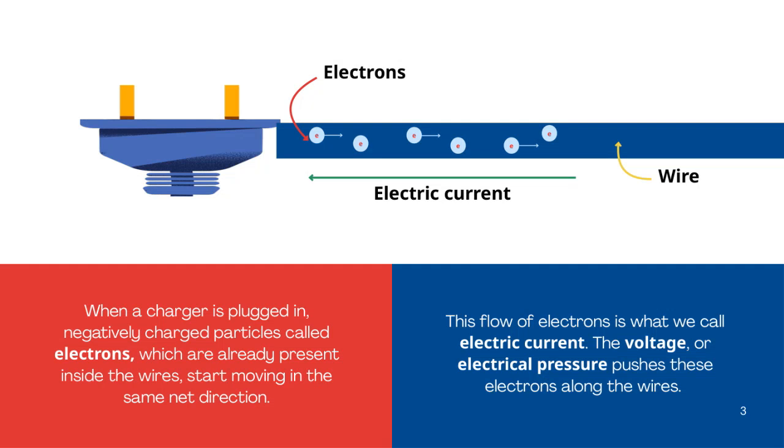Let's talk about electric current. This flow of electrons is what we call electric current. Essentially, it's the movement of these tiny particles through a wire. Now, the voltage, or what we can think of as electrical pressure, is what pushes these electrons along. When you plug in a charger, for example, negatively charged particles called electrons that are already inside the wires start moving in the same direction. This movement is what powers our devices. So, in simple terms, electric current is all about electrons moving through wires, driven by voltage.